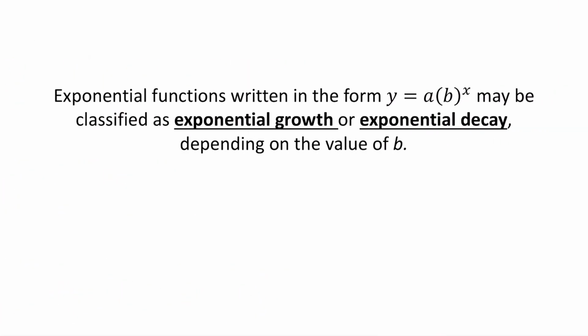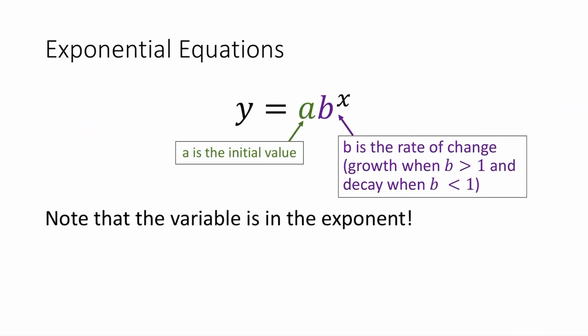So exponential functions written in the form y equals a times b to the x may be classified as exponential growth or exponential decay depending on the value of b. So exponential equations have the general form y equals a times b to the x, where a is the initial value. So it's kind of like the starting point of your function. B is the rate of change, and it represents exponential growth when b is bigger than 1, and exponential decay when b is less than 1. Notice that it's an exponential equation because the variable is in the exponent.